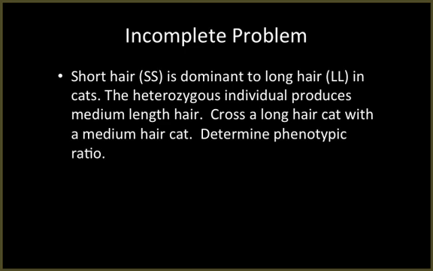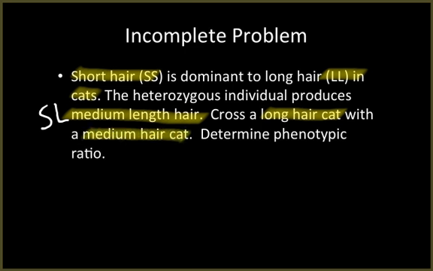So, let's analyze this real quick. Short hair is dominant to long hair, and a heterozygous individual is medium-length. So if we're going to have something with medium-length hair, it's going to be SL, right? Because it's going to be one allele for short hair and one allele for long hair. We're going to cross a long-hair cat with a medium-hair cat. So we know the long-hair cat is big L, big L, and the medium-length cat is going to be S and L. All right? Everything else is pretty much the same.